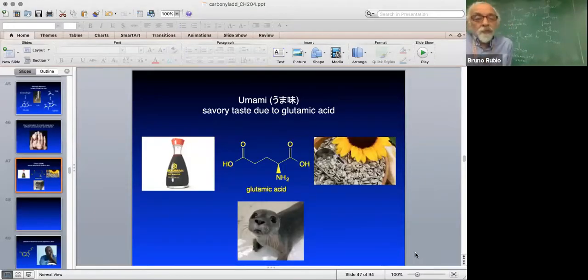Yeah, right here. So umami, right? Lots of glutamic acid. That's found in soy sauce and in sunflower seeds and in seal meat. Anyone ever had seal meat? I guess it must taste very good, because that is the meat that is highest in glutamic acid by weight, right? When you're eating a seal, you're eating seal muscle or organ. I apologize to anyone here who is a vegetarian or vegan. And so the proteins that make up seal meat have more glutamic acid than anything else.